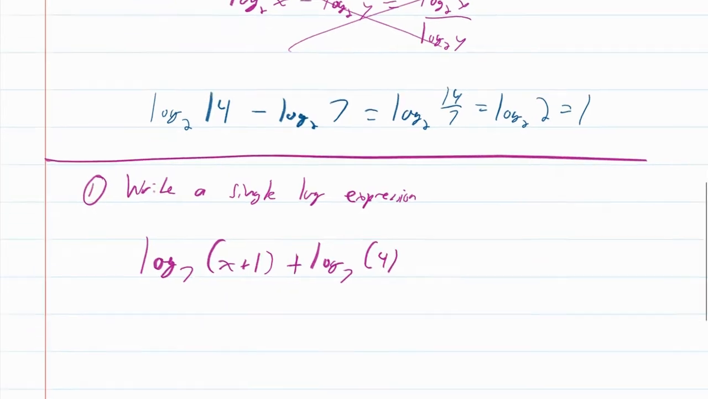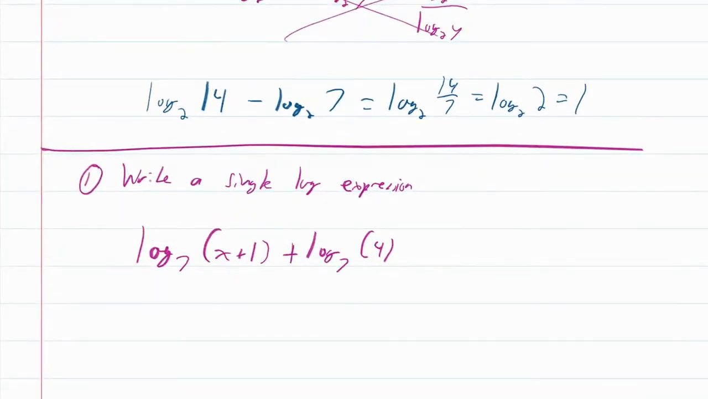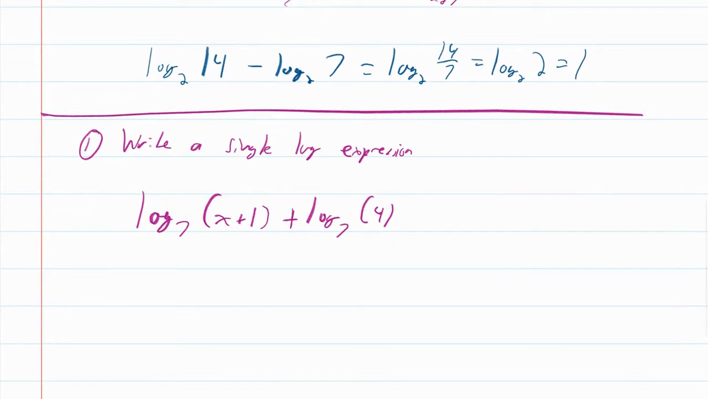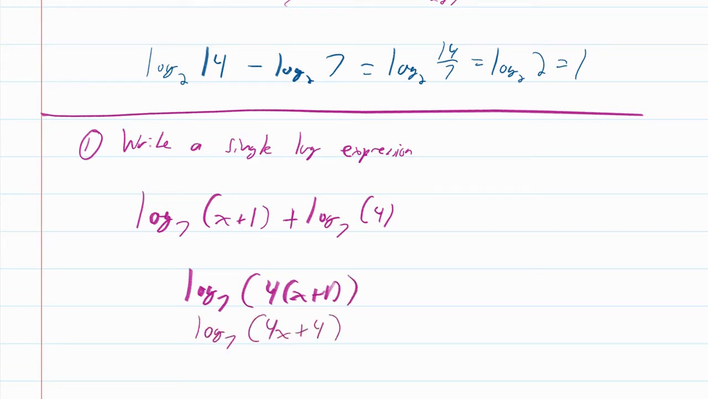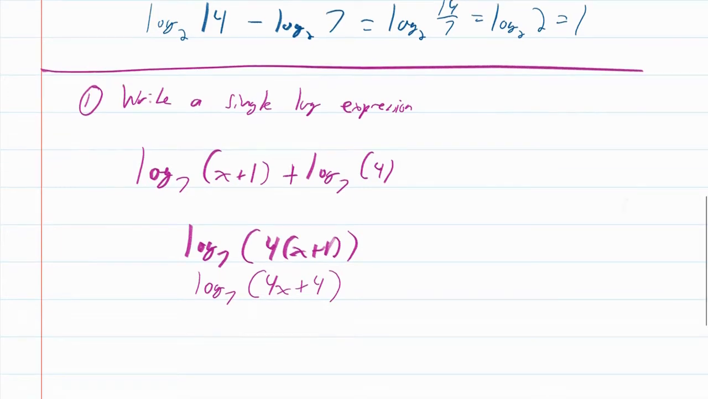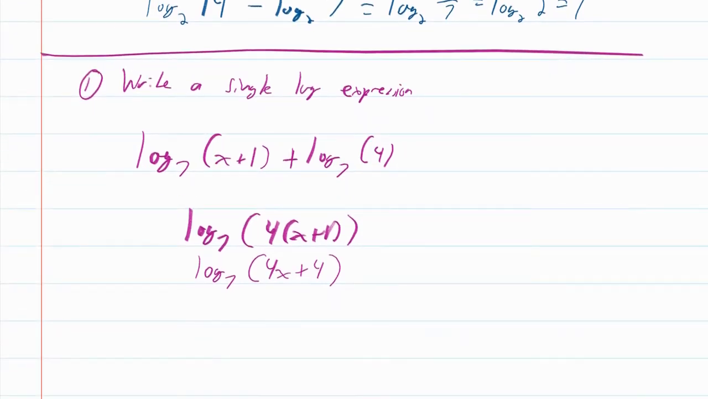And writing these as a single logarithmic expression means merging them so that it's the product of the arguments. This would be the log base 7 of 4 times x plus 1, or you can write it as the log base 7 of 4x plus 4. Okay, we'll call that part A, and then I'll do a part B here.